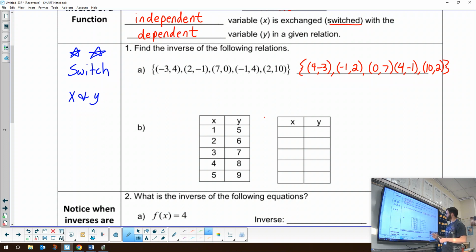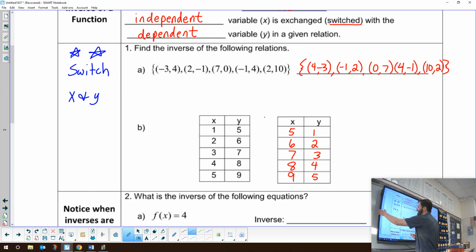So let's see here. If we have 1 and 5 for this one, we're going to have 5 and 1 for this one. If we have 2 and 6, we're going to have 6 and 2. 3 and 7, we're going to have 7 and 3. 4 and 8, we're going to have 8 and 4. 5 and 9, we're going to have 9 and 5. So everything's just kind of switching around. Okay? That's just how we're doing it. That's what an inverse is.